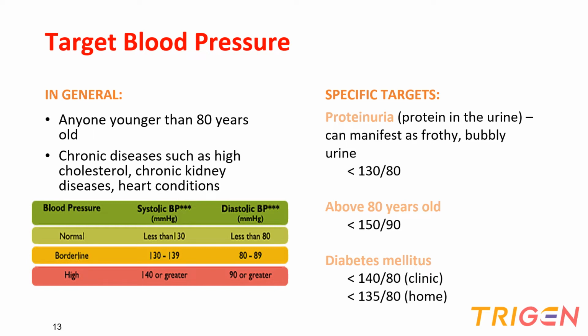Somebody that has protein in the urine, which manifests as frothy and bubbly urine, should have a target blood pressure of 130/80 and less. A person with diabetes should aim for a target blood pressure of 140/80.